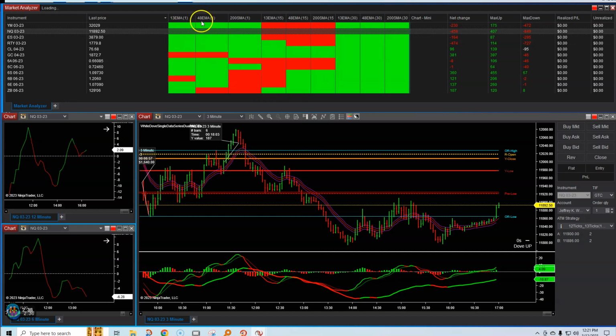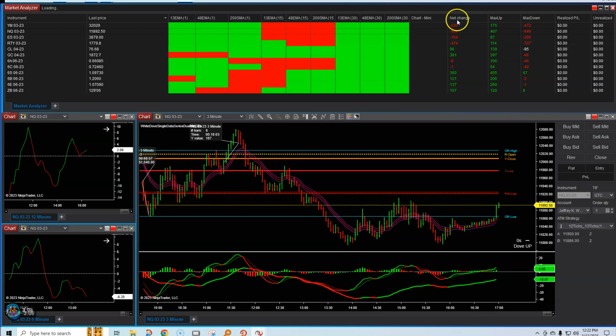Now these columns, what I've done is I've created it so I have a 1 minute and 15 and a 30 minute represented here. See the one in parentheses, the 15 and the 30. That's the time frame of the charts that these are referencing. So if I want to look at the 13 EMA, 48 EMA, and the 200 SMA on the 1 minute chart, I can see whether they're bullish or bearish. Same thing for the 15 minute chart, and same thing for the 30 minute chart.